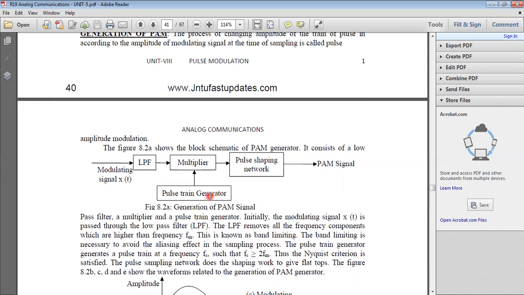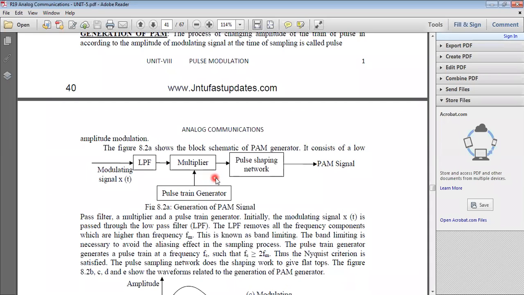Generator is nothing but modulator, the PAM modulator. So what are the internal blocks for the PAM modulator? First we have a low pass filter. After that, a multiplier. After that multiplier, again we have two inputs. One is from the low pass filter and another is from the pulse train generator.